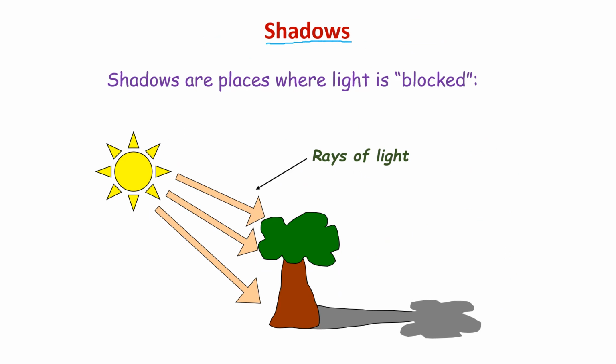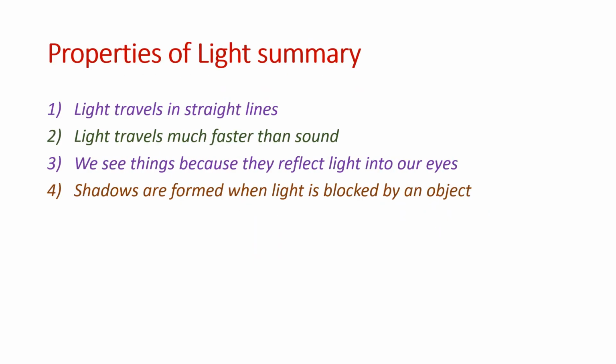Shadows, you all have seen shadows. Shadows are the places where light is blocked. So shadows are mainly formed for the opaque objects. What are the opaque objects? Through which light cannot pass. Now we have the properties of light in a nutshell. Light always travels in a straight line. Its speed is much faster than sound. We see things because they reflect light into our eyes.